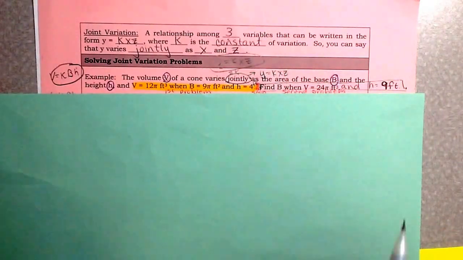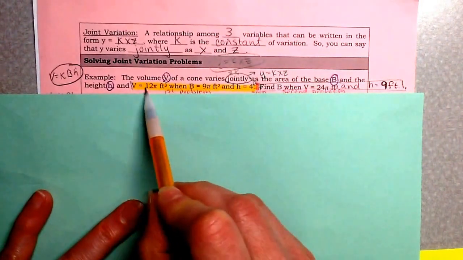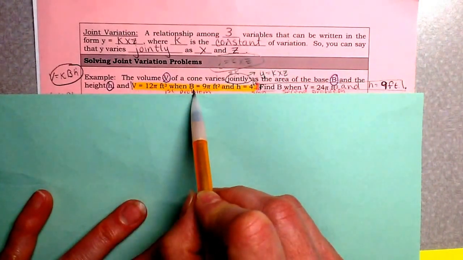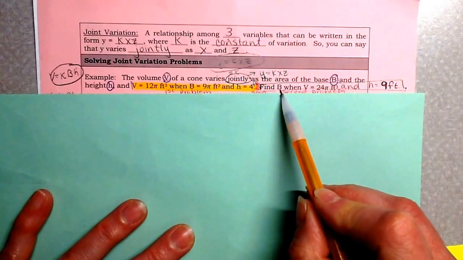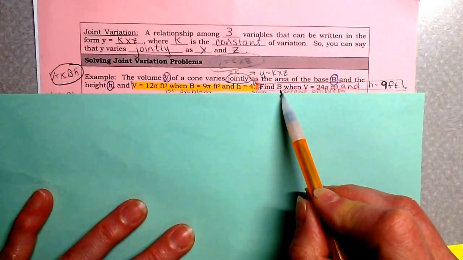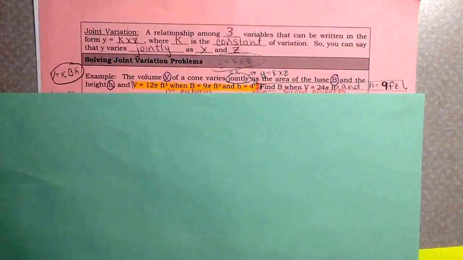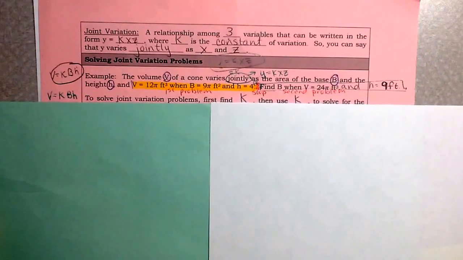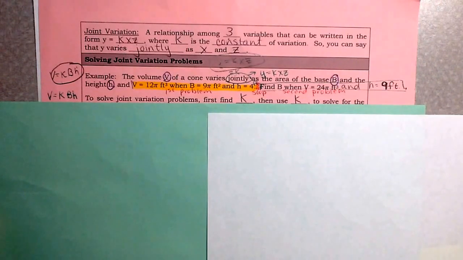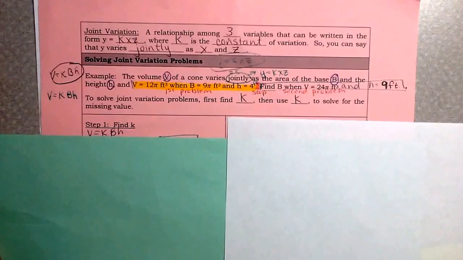Okay, now we have 2 different pieces of information. We have the first set of information, which is in yellow. I have the volume, the base, and the height. I have the second piece of information where I need to find the base. I have the volume and the height. So first I need to find out what k is, very similar to when we were doing the direct variation. Okay, to solve joint variation problems, first find k, then use k to solve for the missing variable. So step number 1, find k.